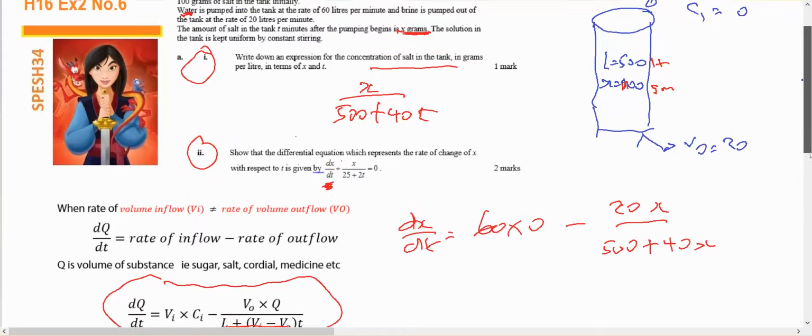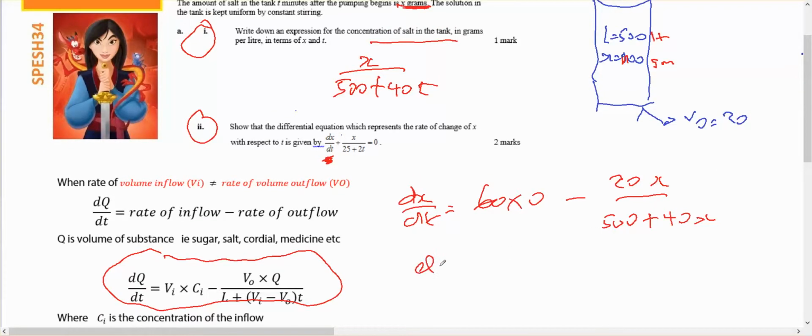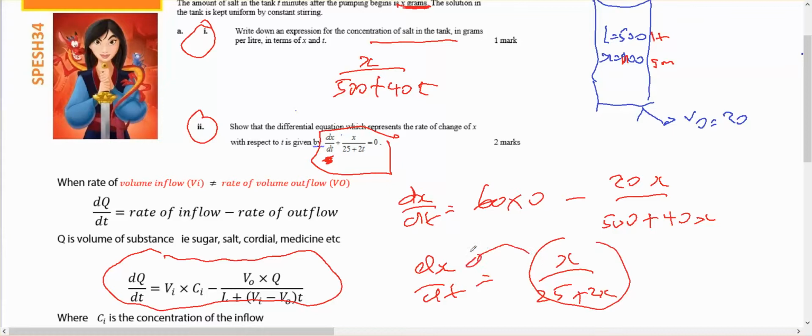I can see I've got a division by 20, so dx dt equals 20 goes into 20x times, 20 goes into 500 25 times, and that's 2x over 25 plus 2t, and that's going to be the same as this if I move all this to that hand side and subtract.